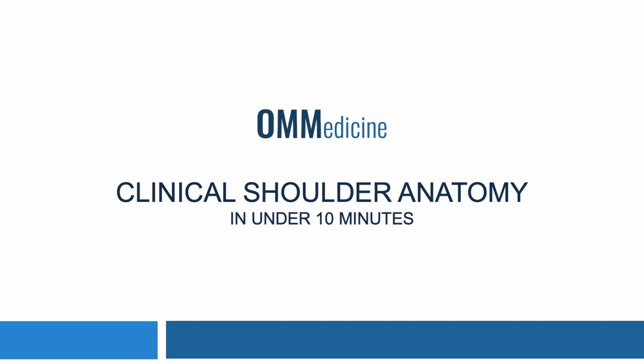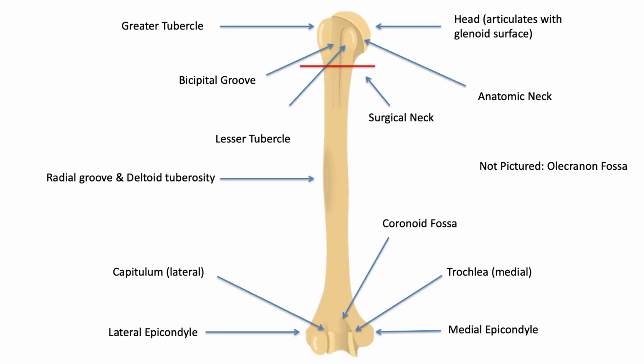Welcome to the OMM Medicine's module on clinical shoulder anatomy in under 10 minutes. Here's a picture of the humerus with many of its anatomical landmarks listed, and this picture is from our gross anatomy of the shoulder video, where we go into more detail about each of these anatomical structures as well as the neurovasculature that runs near the humerus.